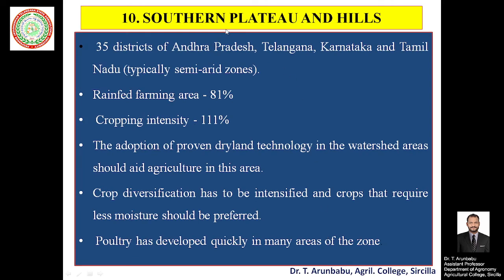Coming to the 10th one, that is Southern Plateau and Hills region. It consists of 35 districts of Andhra Pradesh, Telangana, Karnataka and Tamil Nadu, and the rainfed farming area is 85% of the area, and the cropping intensity is only 111%. The adoption of proven dryland technologies in watershed areas should aid agriculture in this area, and crop diversification has to be intensified, and crops that require less moisture should be preferred in this region, and poultry as an enterprise has developed quickly in many areas of this region.